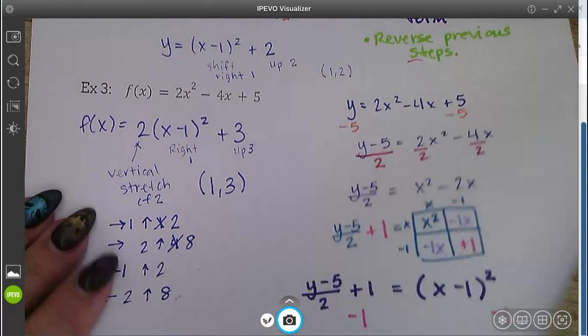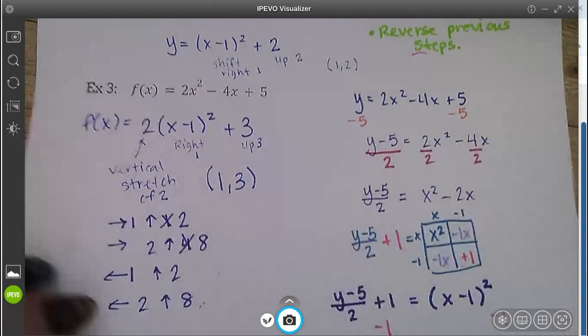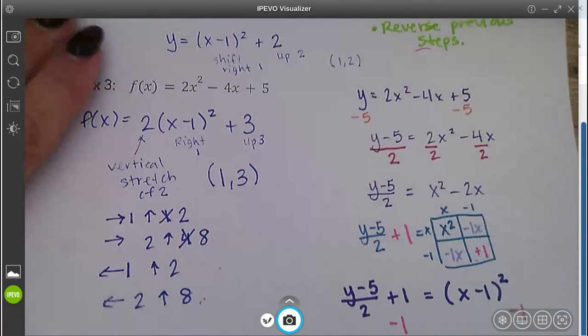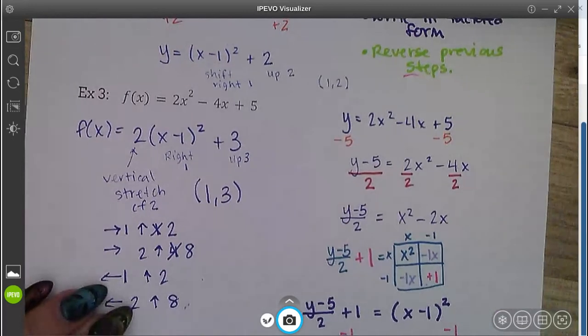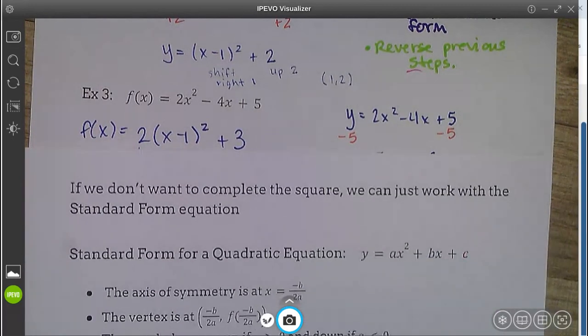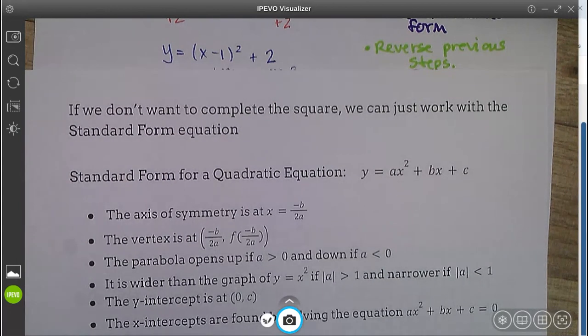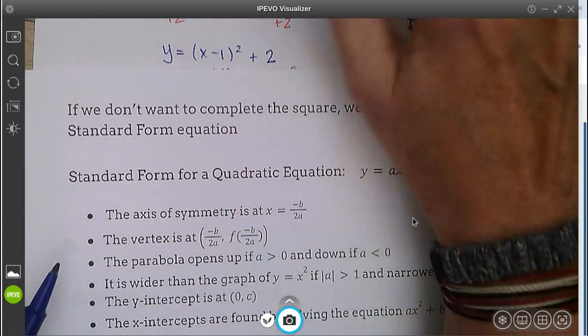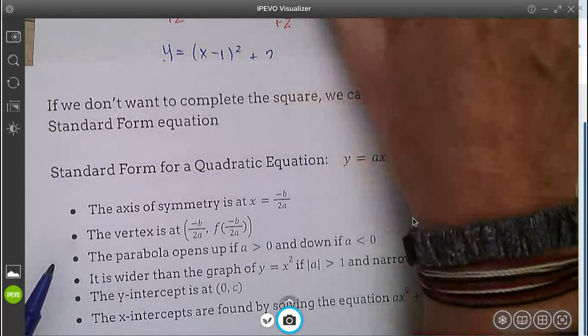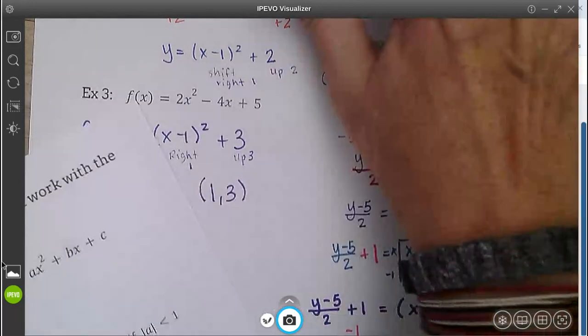So we can complete the square if we have our equation given in standard form, but we're also going to learn other ways to deal with it if we don't want to complete the square. So I'm going to come back and do a separate video about if we don't want to complete the square, how we handle a standard form equation.